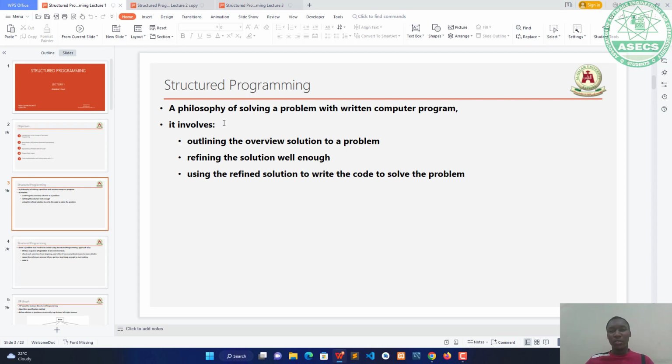Akwai abin da ake cewa programming paradigms. I'm sure you know about object-oriented programming, you know about structured programming, and you know about procedural programming and other programming paradigms. So this structured programming is not talking about programming paradigms.